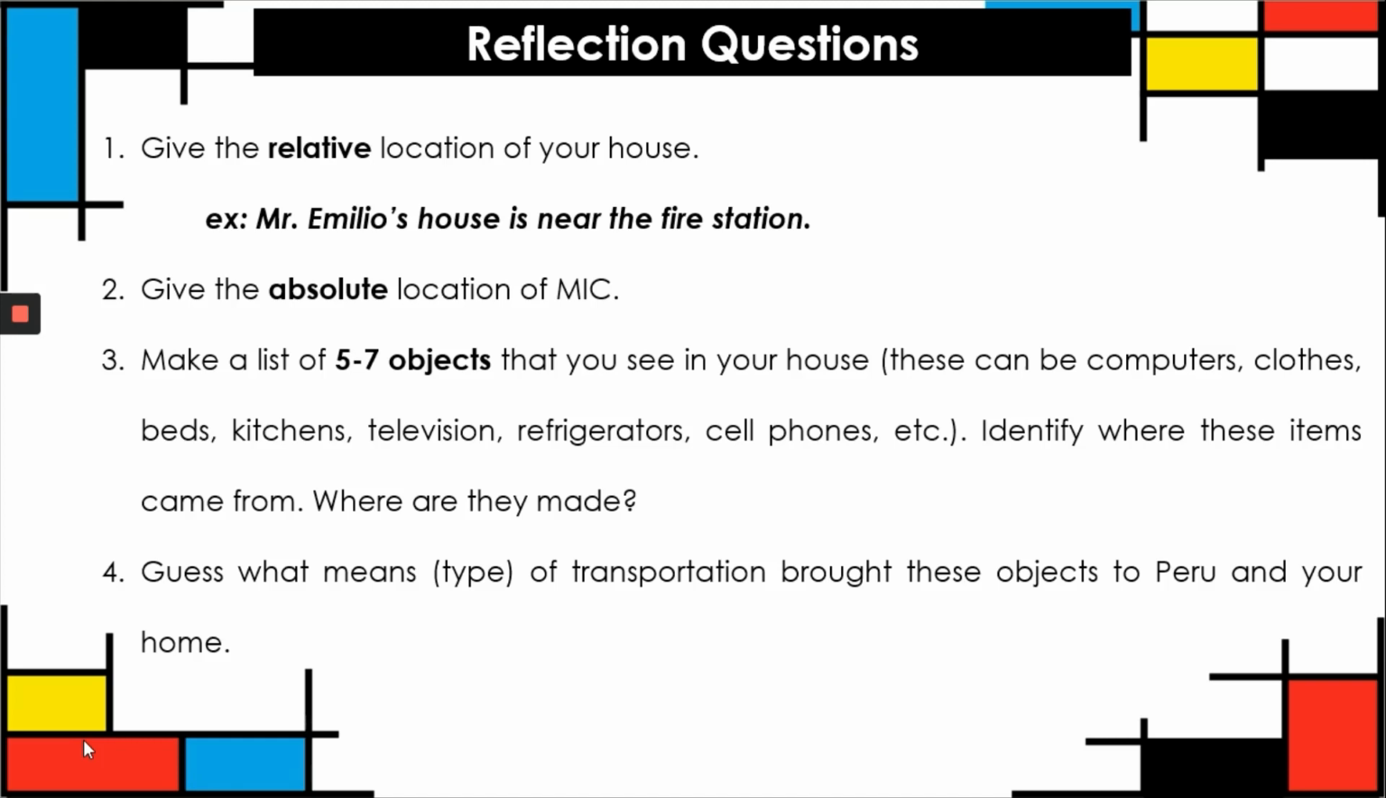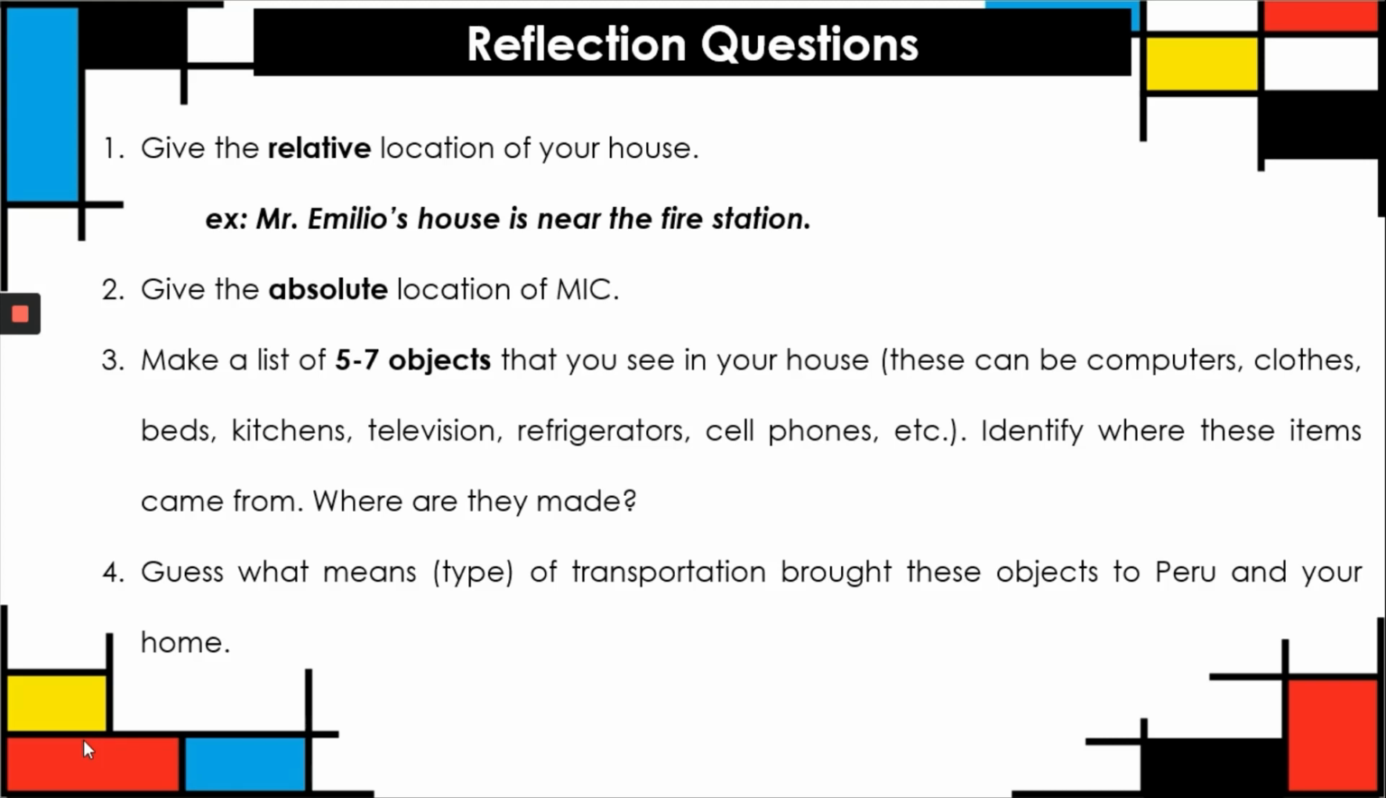The third question is I want you to make a list of 5 to 7 objects that you see or find in your house. These objects could be computers, it could be your clothes, it could be beds, it could be kitchens, it could be televisions, it could be refrigerators, or even cell phones. So I want you to make a list of 5 to 7, and I want you to tell me where these products come from. Where are they made?